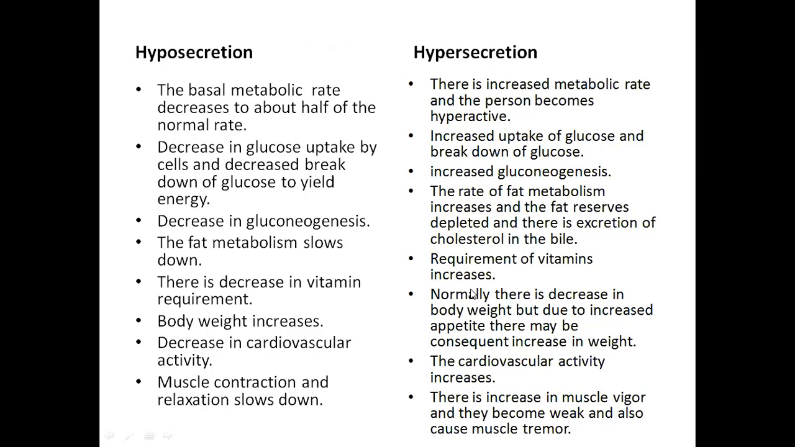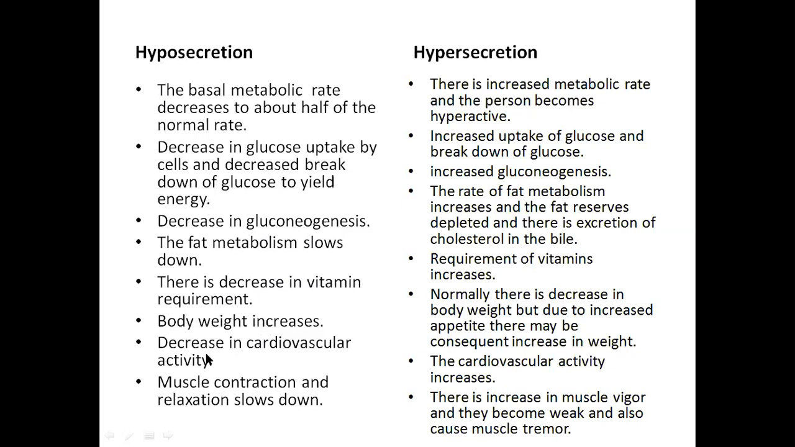Now, I have listed out here the functions of the thyroid hormones, and whenever there is hyposecretion or hypersecretion, all these functions are affected. Now, during the hyposecretion, you can see it controls the basal metabolic rate. I told you it decreases it. There is decrease in the glucose uptake because I told you it promotes glucose as an energy source, and since it promotes gluconeogenesis, under hyposecretion, it decreases the gluconeogenesis. There is decrease in the vitamin requirement.